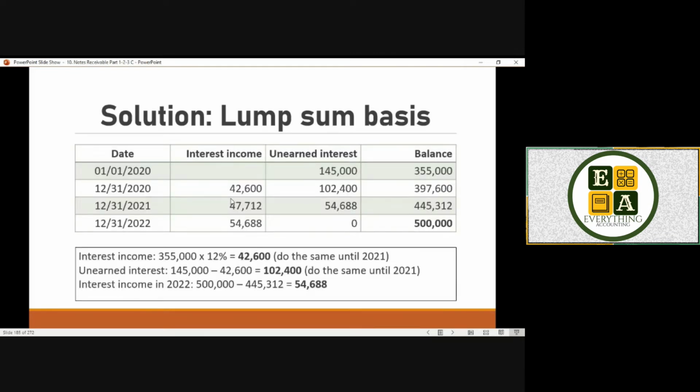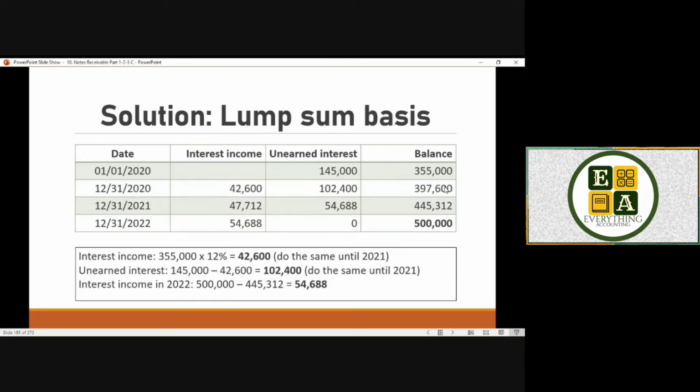So this would be our amortization schedule for lump sum basis. How did we arrive with 355? Again, this is the present value. 145, the unearned interest. How did we arrive with the interest income? Simply multiply the 355,000 by 12%, we can arrive with 42,600. Then 42,600, deduct it from 145,000, so we will have 102,400. Then 42,600 plus 355,000 will have 397,600.